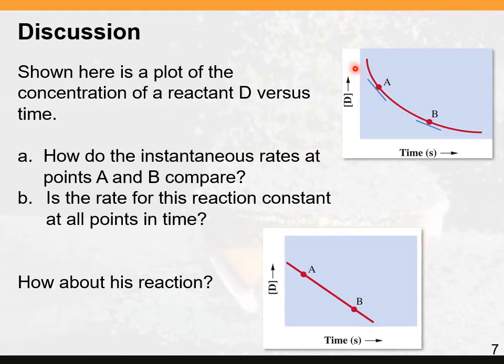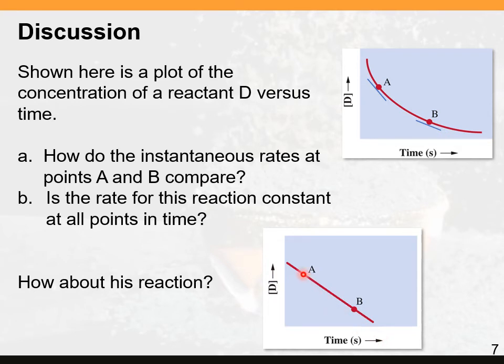Imagine the slope to the tangent to the curve at point A and point B. At point B, the tangent is going to have a smaller slope. Therefore, instantaneous rate is lower in point B. Therefore, the rate for this reaction is not constant at all points in time. Rate continuously decreases. How about a reaction concentration profile given in this graph?